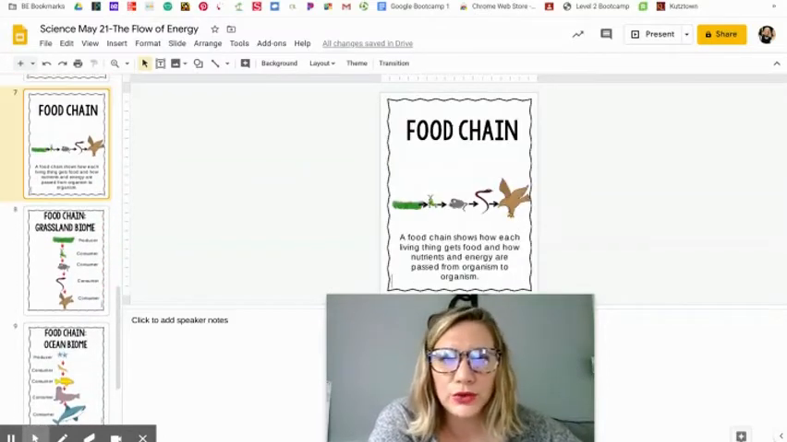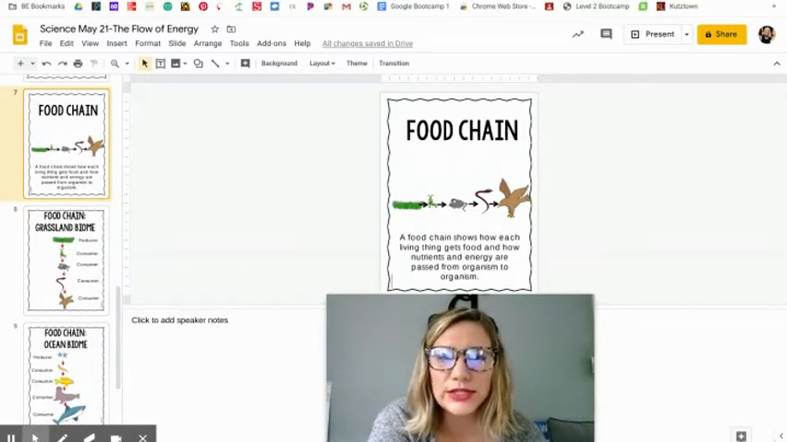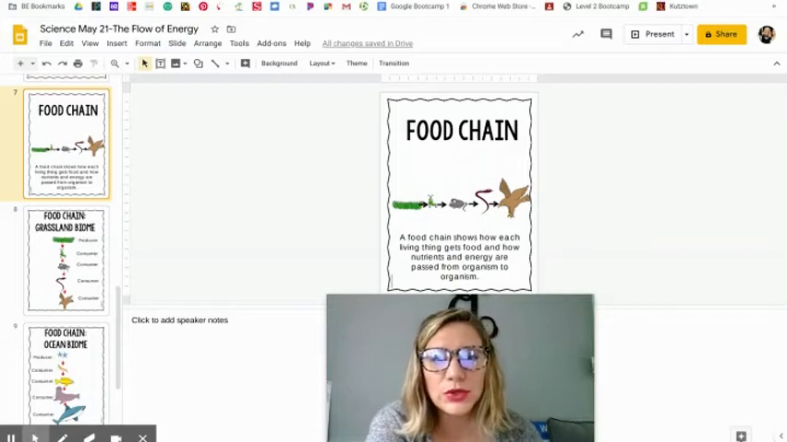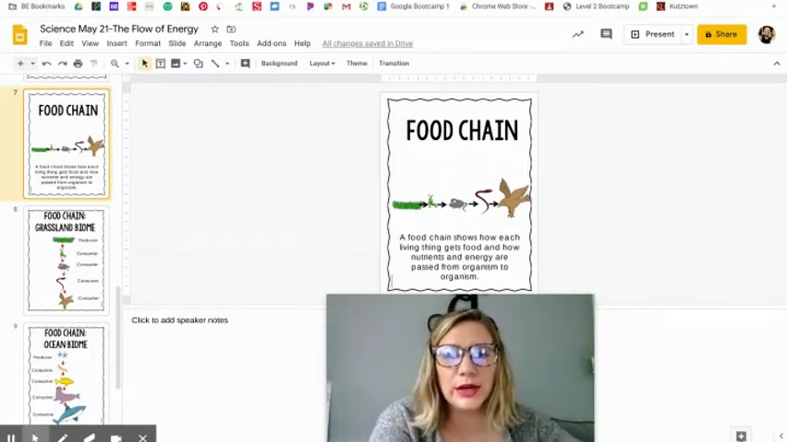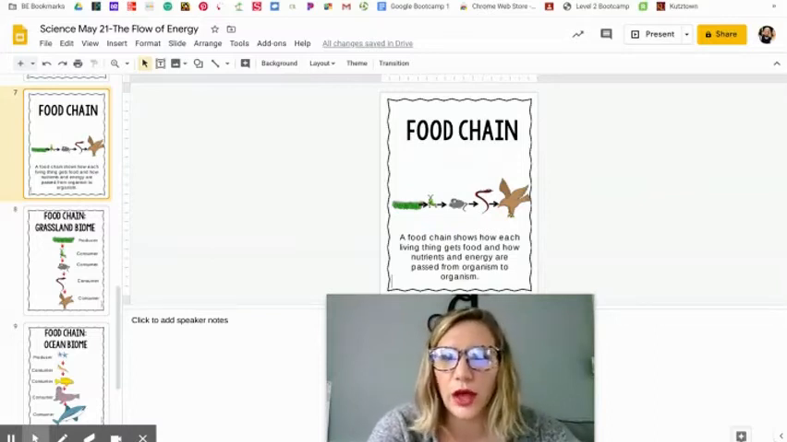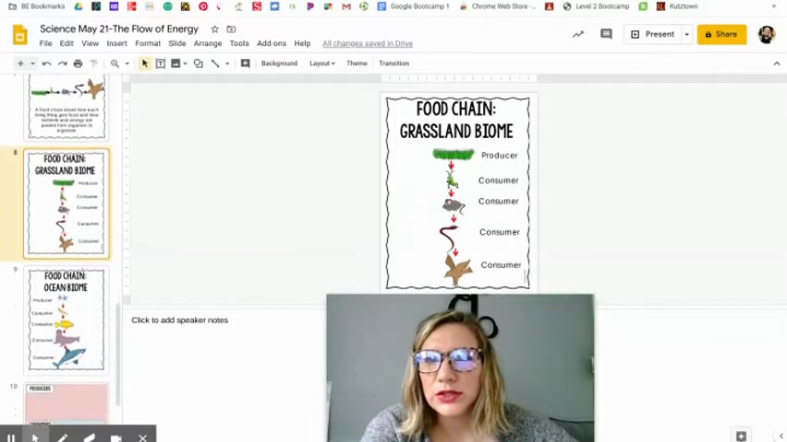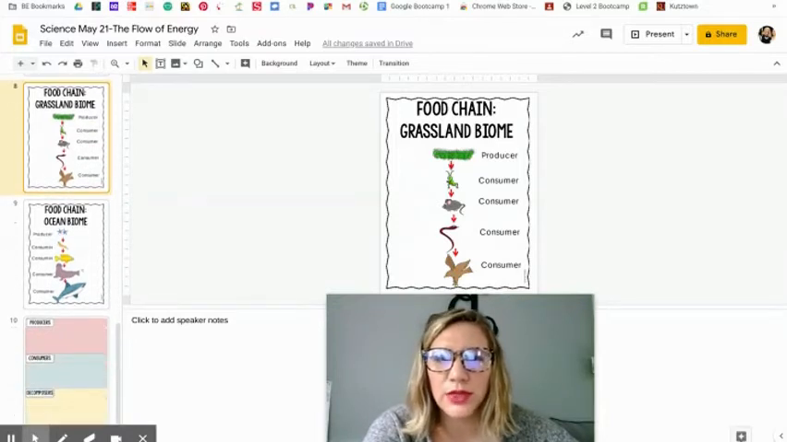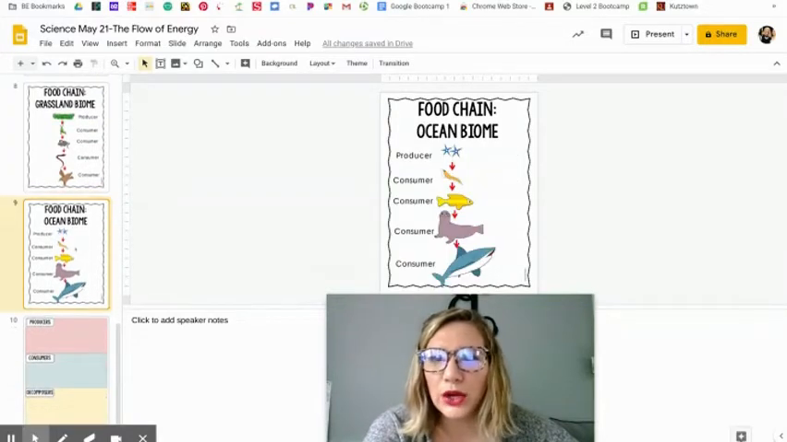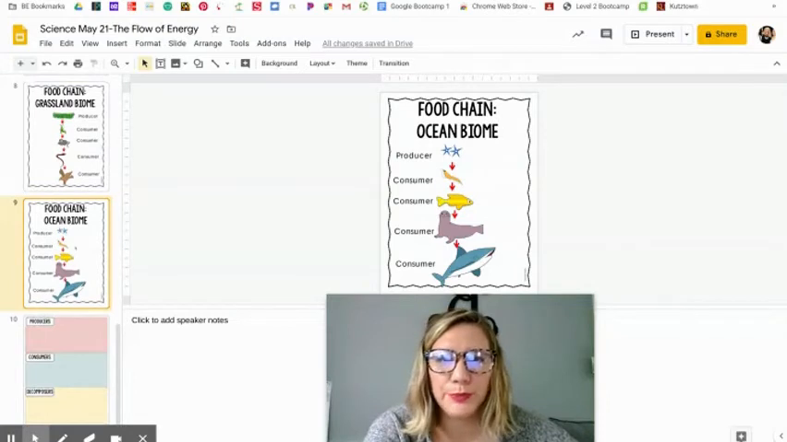If we think about it, a food chain shows how living things get food and how nutrients and energy are passed from an organism to an organism. So usually a decomposer, consumer, and producer are all within a food chain. So you've got a food chain there. I know you've talked about biomes before in third grade. So this talks about a food chain within an ocean biome. So you have that producer and then consumers.